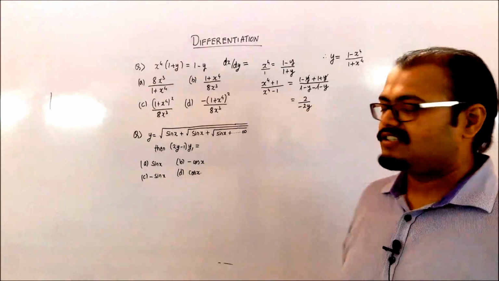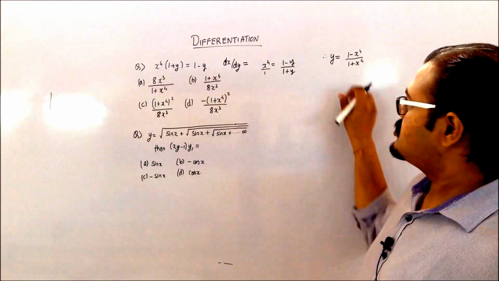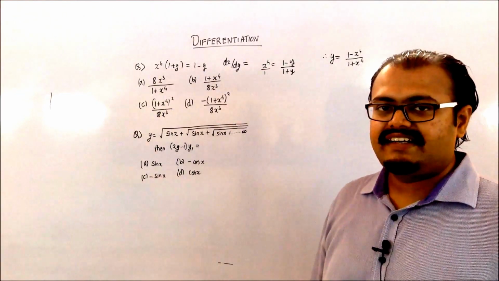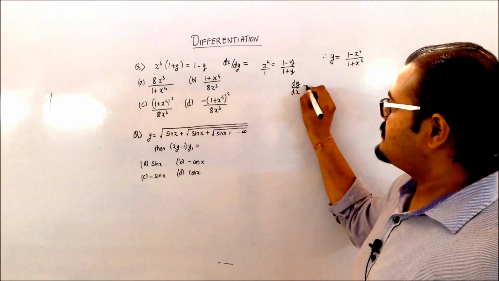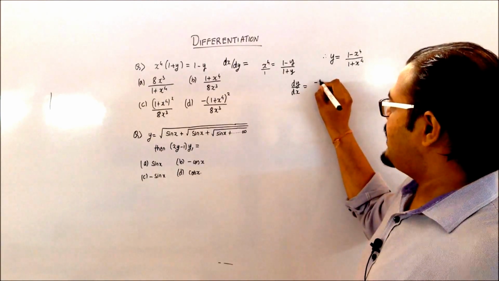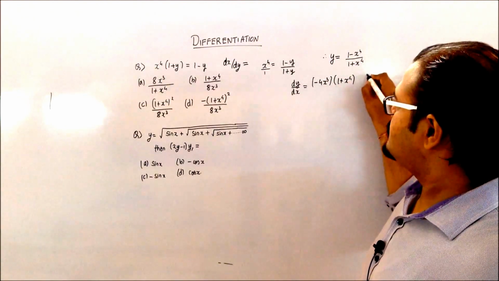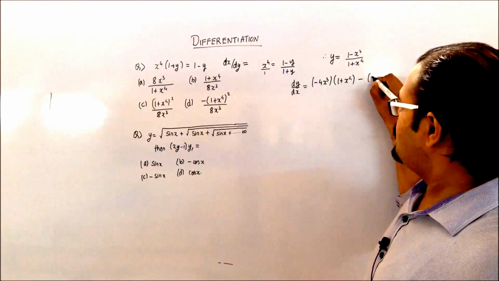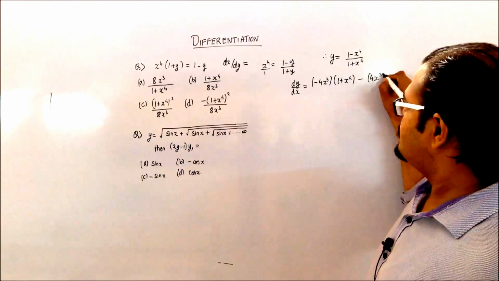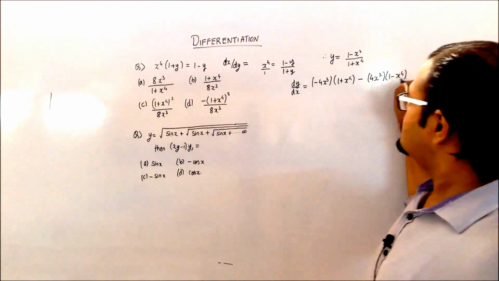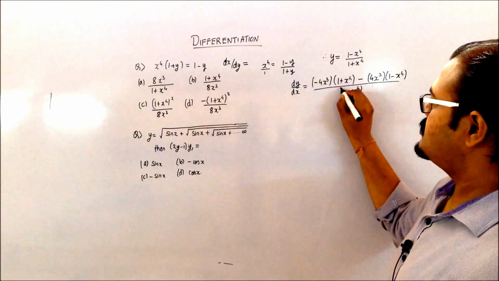Now taking the derivative, it will be a u by v rule. So my dy by dx will be nothing but derivative of u, that is minus 4x cube, into denominator, minus the denominator derivative into the numerator, divided by 1 plus x raised to 4 the whole square.